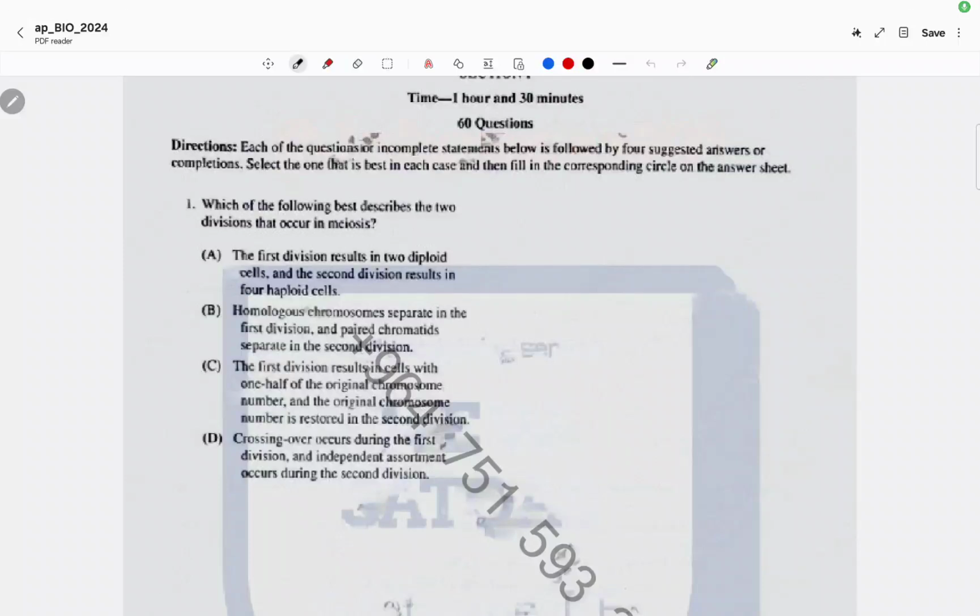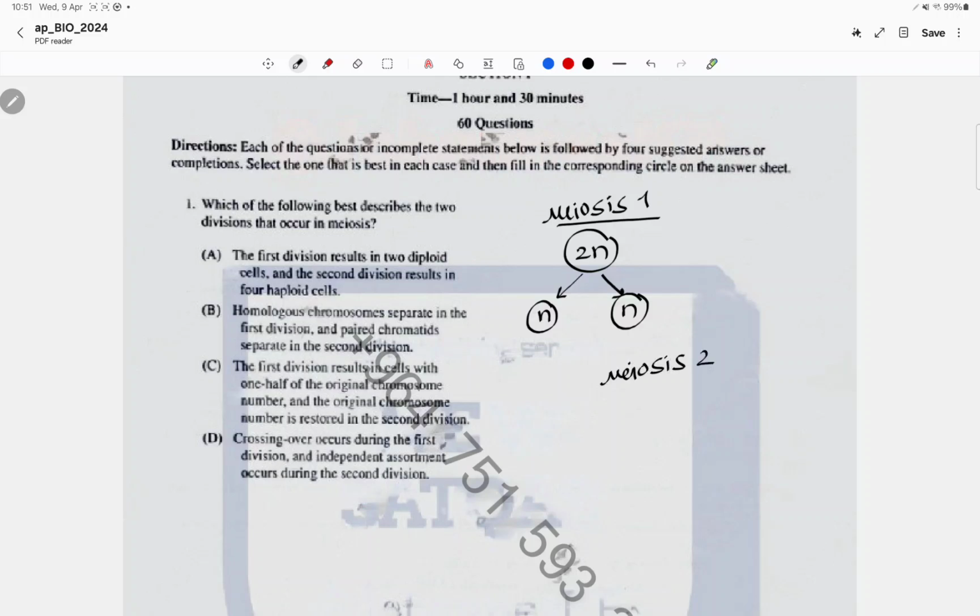Which of the following best describes the two divisions that occur in meiosis? So look, the first division, which is meiosis 1, takes a diploid and makes it into two haploids. And then meiosis 2 takes those haploids and simply makes them into more haploids.